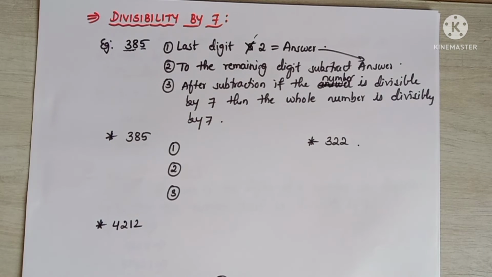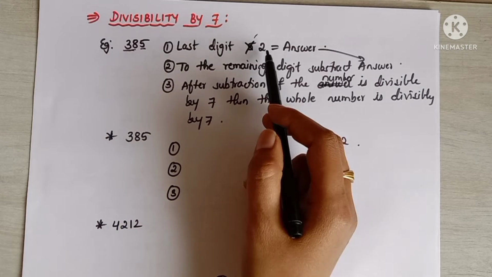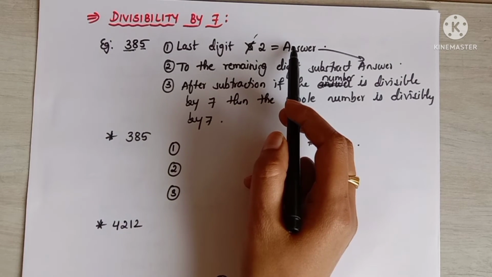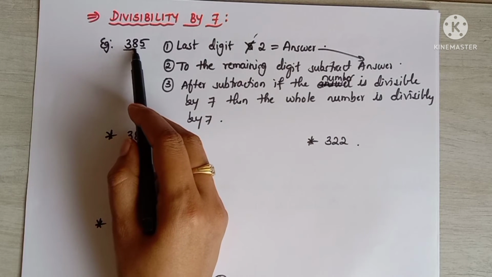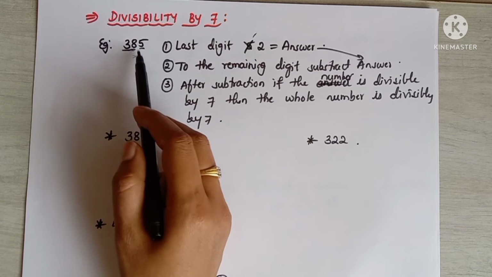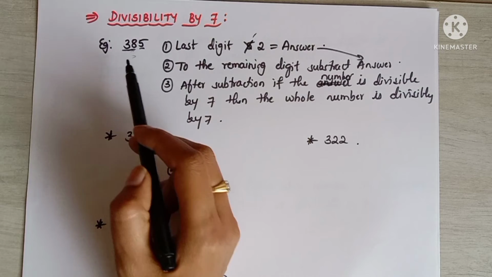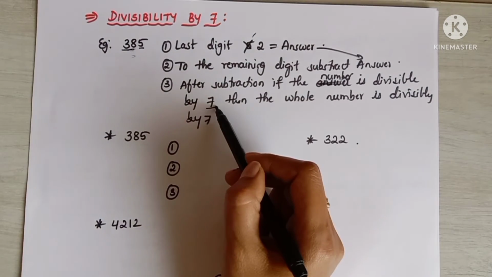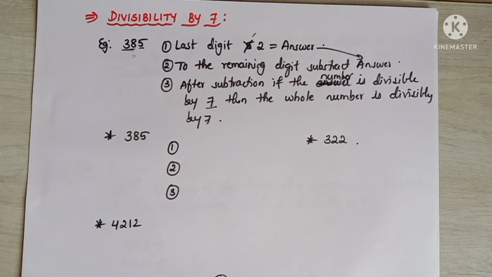So what is it? First, we have to multiply the unit place digit by 2. After getting an answer, that answer should be subtracted from the remaining digits, leaving the last digit. After subtraction, if the answer is divisible by 7, then the whole number is divisible by 7. Let us understand this through an example.